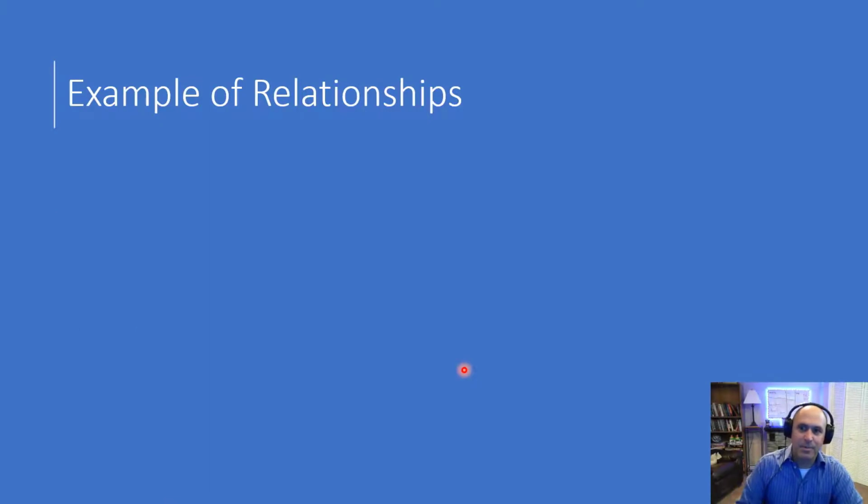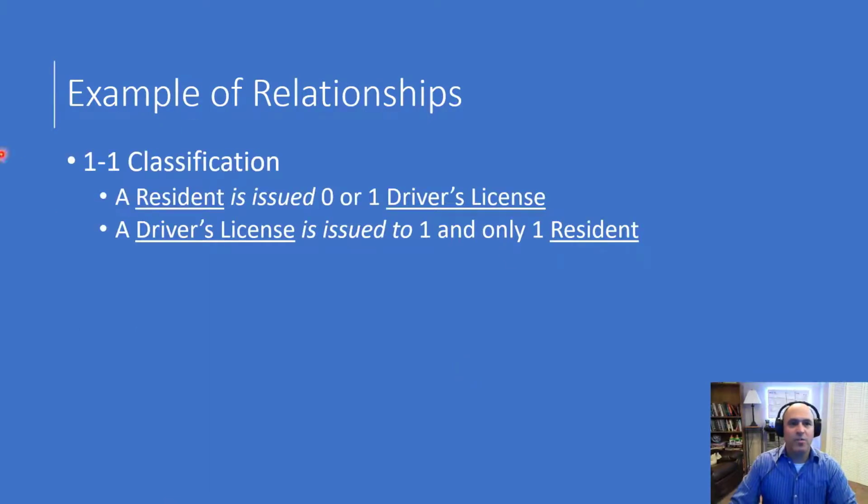So here are some examples of relationships. Here's a one-to-one classification. Again, you read it forward, and you read it in reverse. That represents the entire relationship. So a resident of a state is issued 0 or 1 driver's license. 0 or 1 is the cardinality. 0 is the minimum cardinality. 1 is the maximum cardinality. Driver's license is the other entity.